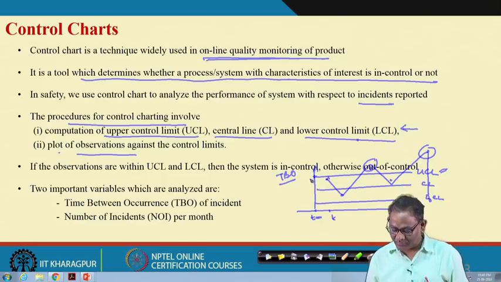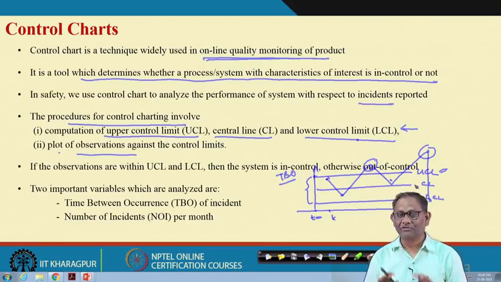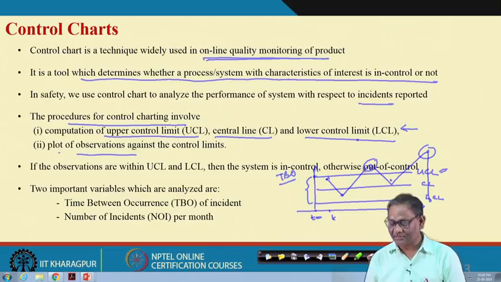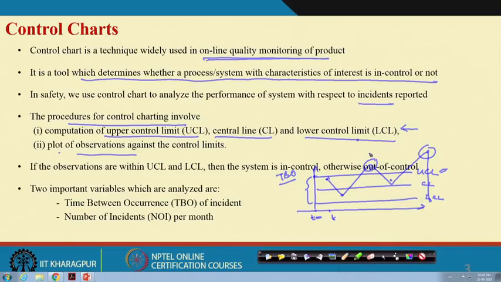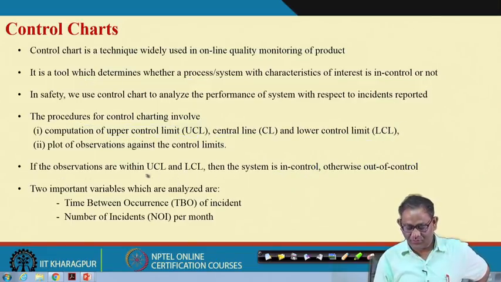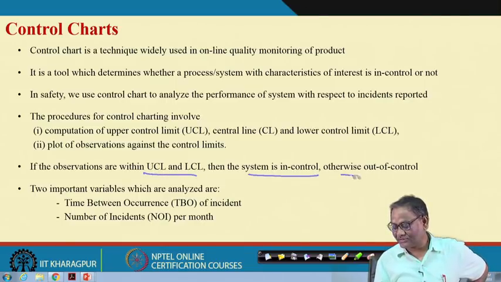Whatever is within the upper and lower control limit talks about the process performance. Anything beyond this or below this talks about some assignable issues or causes responsible for this to happen. That is why, when you plot the particular variable in a control chart, it can be monitored online. That is the purpose. If the observations are within UCL, then the system is in control, otherwise out of control.